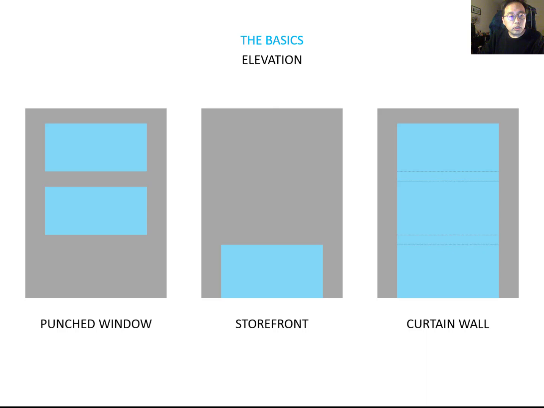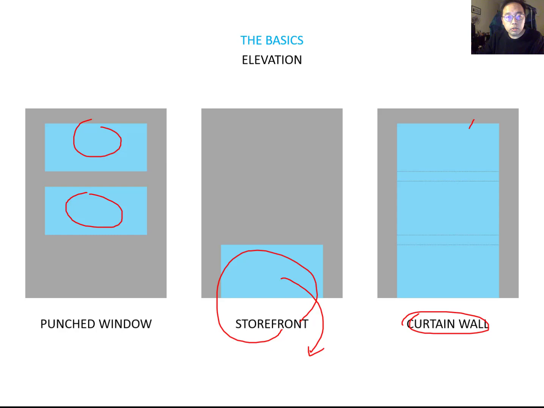The punched window is located floor to floor, and the storefront is located on the ground level, and the curtain wall has a continuous profile. Okay, so you should understand the difference between the punched window and the curtain wall from the section. So you can see the section here.